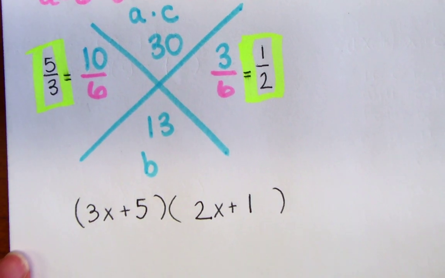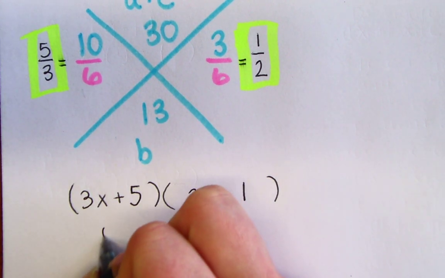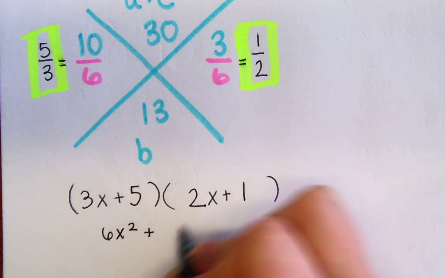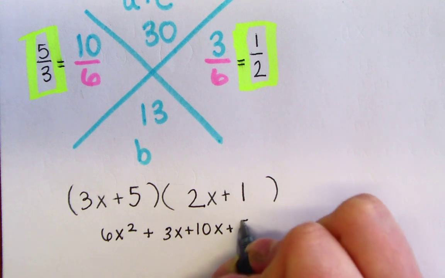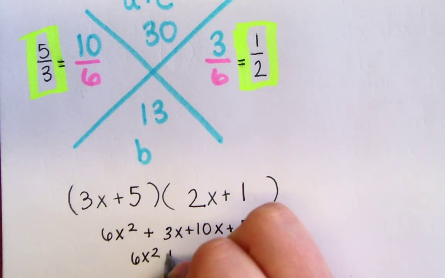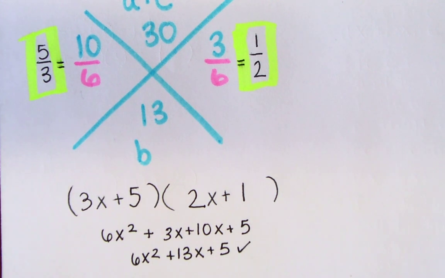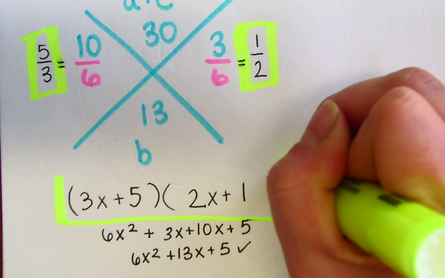Just to prove to you guys that this works, I'm going to go ahead and FOIL it back out. I'm going to get 6x squared plus 3x plus 10x plus 5. And when I simplify that, I get 6x squared plus 13x plus 5. You can see I ended up where I started, which is a good sign. That's what should happen. So these are my factors, and I did not have to guess and check.